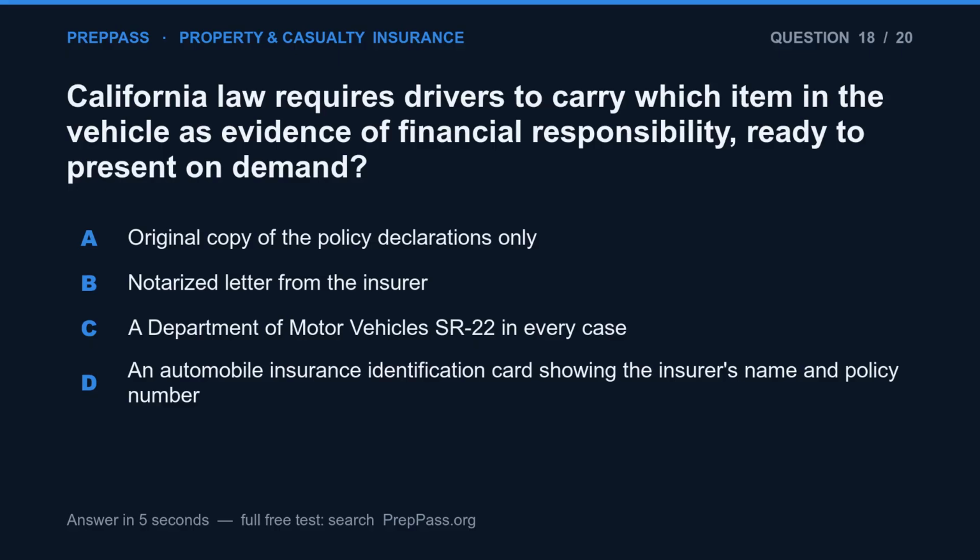Question 18. California law requires drivers to carry which item in the vehicle as evidence of financial responsibility, ready to present on demand? A. Original copy of the policy declarations only. B. Notarized letter from the insurer. C. A Department of Motor Vehicles State Route 22 in every case. D. An automobile insurance identification card showing the insurer's name and policy number.